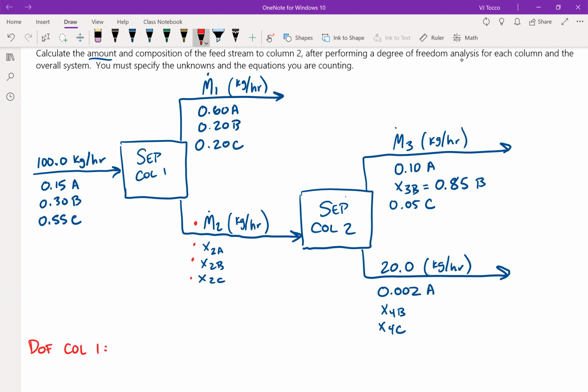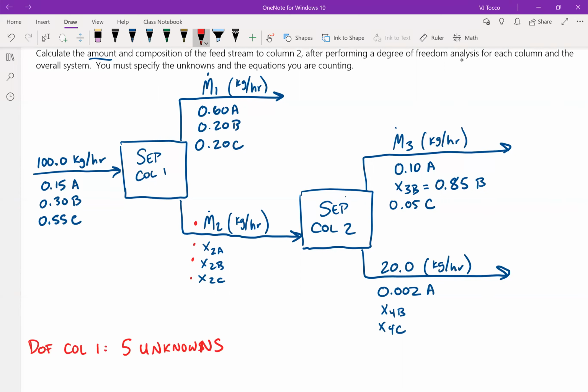So counting up, I've got no unknowns in my input stream. That is completely specified. I've got M1, which is unknown on the top, the flow rate. M2, which is unknown, the flow rate out of the bottom, and the 3 compositions. So I've got 5 unknowns there. And those 5 unknowns again are M1, M2, X2A, X2B, and X2C.